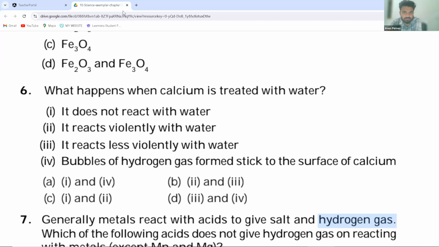Bubbles of hydrogen gas stick to the surface. It reacts less violently with water. 3 and 4. It reacts less violently with water and bubbles of hydrogen gas form and stick to the surface. Okay.